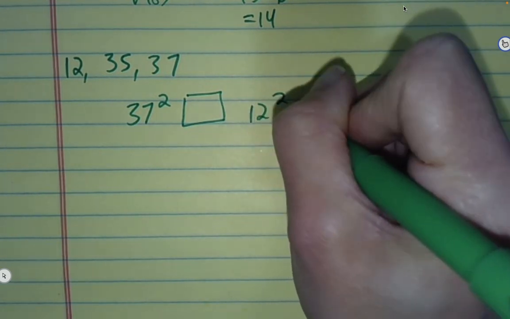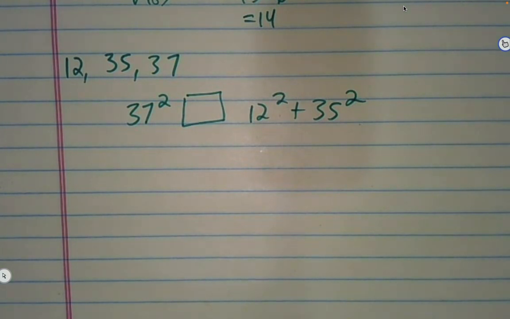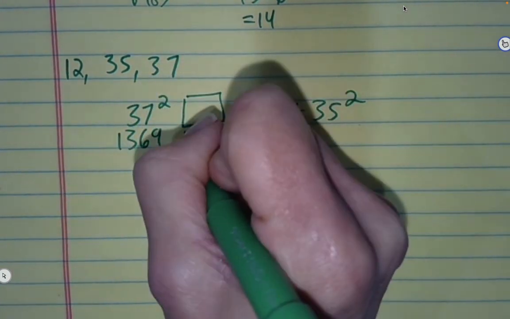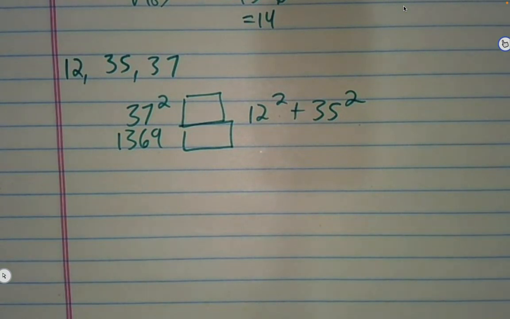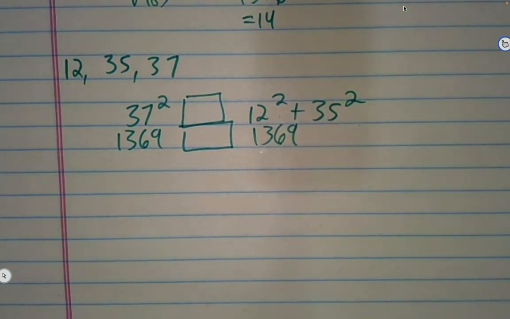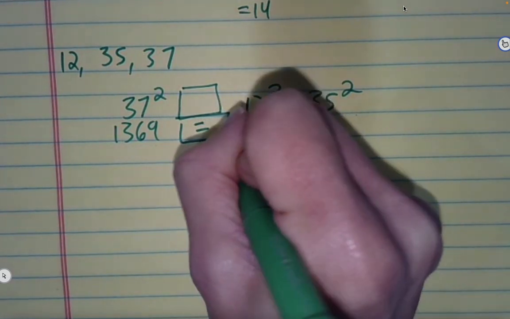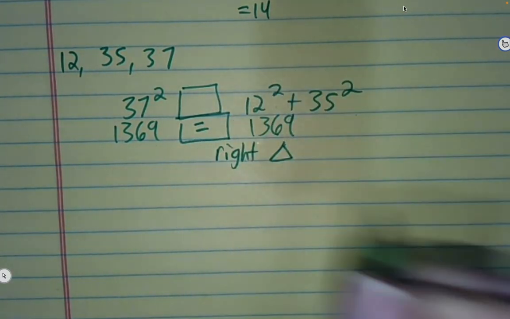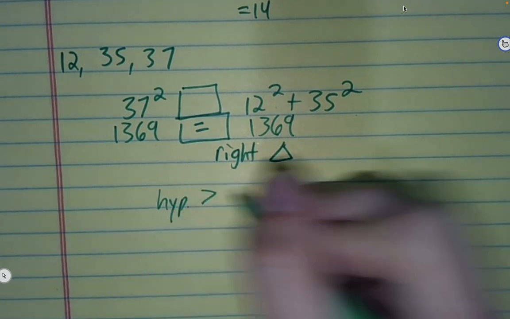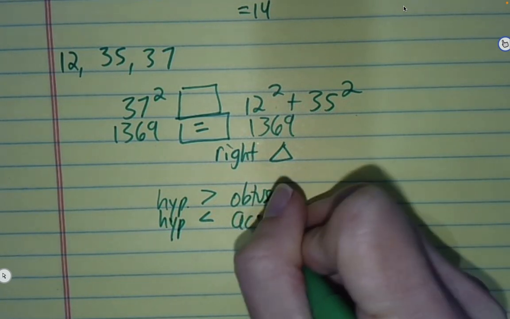So let me just figure out all this. I would just type in, what is 37 squared? And I get 1369. And then I'm going to type in 12 squared plus 35 squared. And I get 1369. So what do we know about those? They're equal, so it's a right triangle. If they're equal, it's a right triangle. If the hypotenuse was greater, it is obtuse. And if the hypotenuse was less than, it's acute.